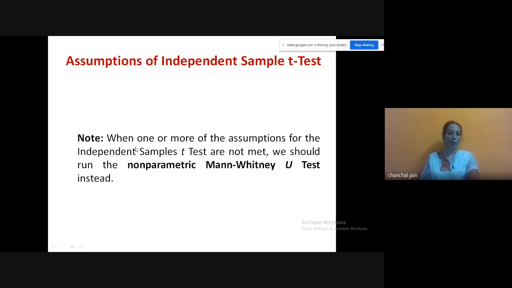Next, there is a note: when one or more of the assumptions for the independent sample t-test are not met, we should run the non-parametric test, and that test is the Mann-Whitney test. If any of the assumptions is violated by the data, we cannot perform the parametric test, the independent sample t-test, and we need to go for the non-parametric Mann-Whitney test.